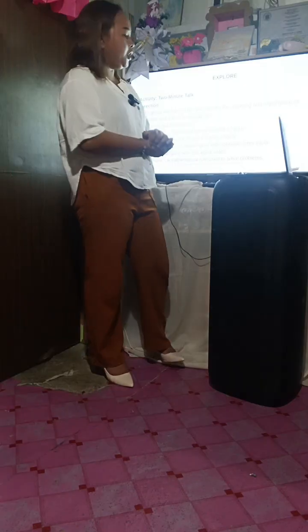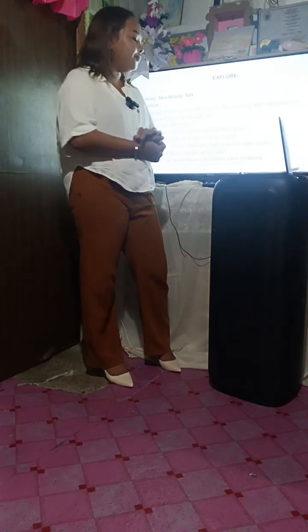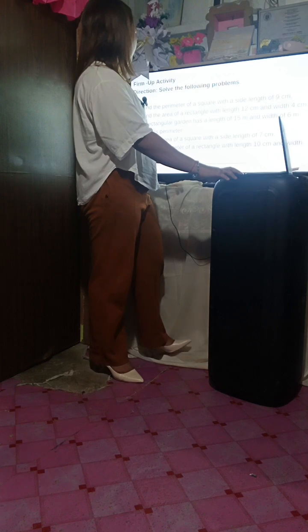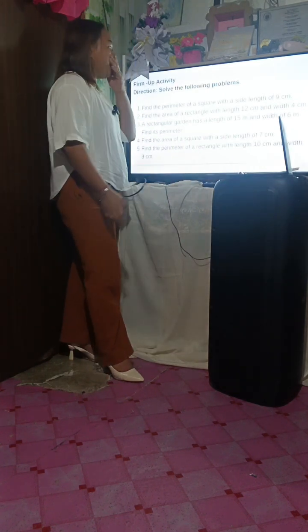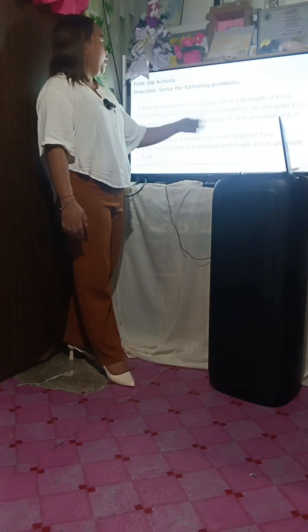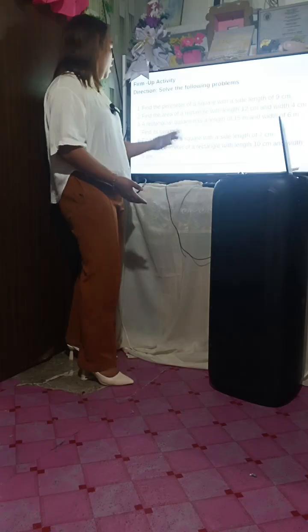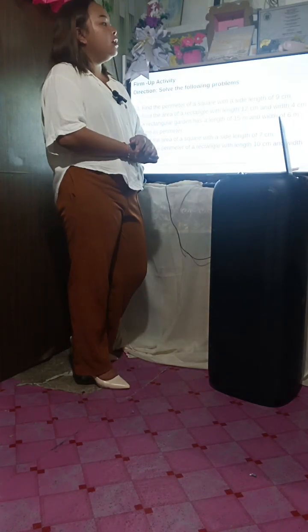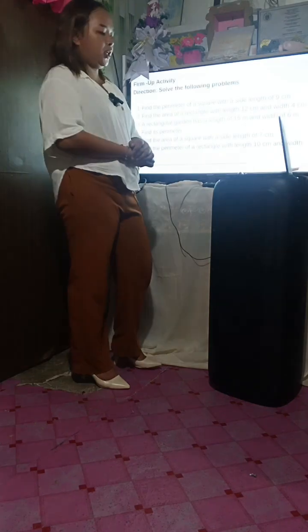So now that we have already explored the concept of perimeter and area, let us proceed to our next activity, which is the firm up. We have here the firm up activity. You need to solve the following problems. We have here 5 questions. I will give you 2 to 3 minutes in answering this activity.